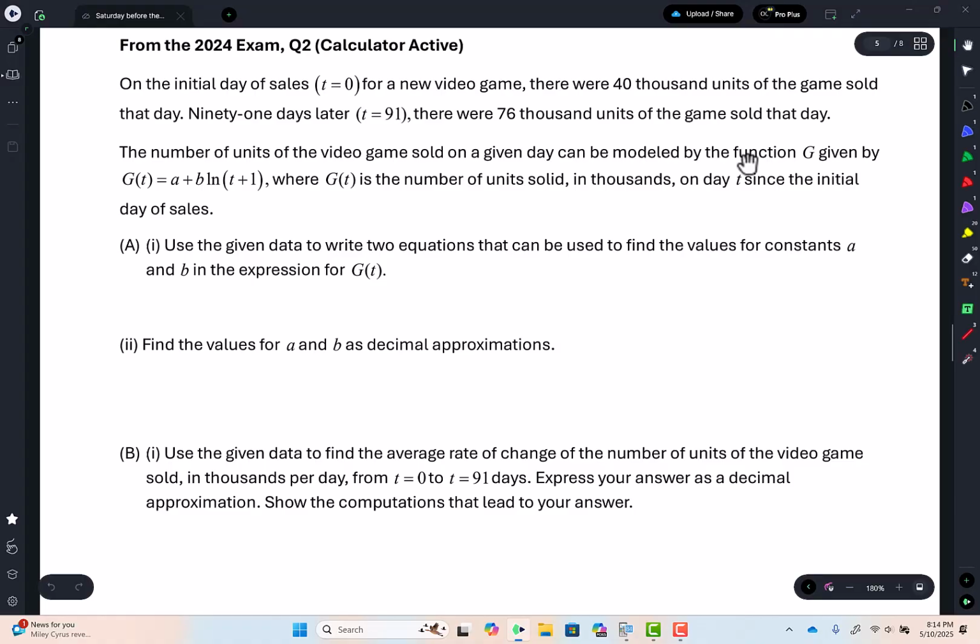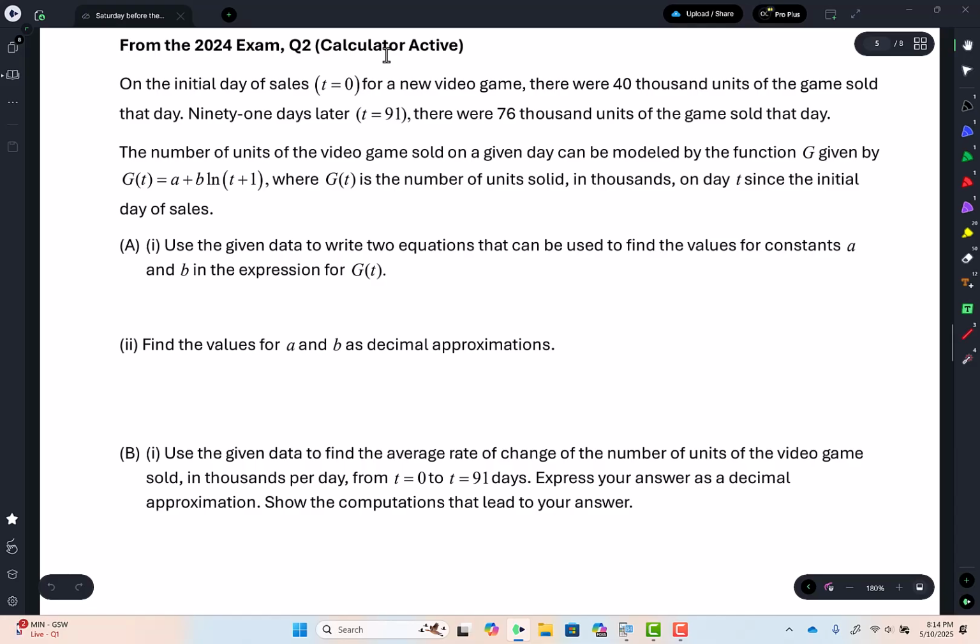So yeah. All right, guys, here we go from the 2024 exam, question 2. This is a pre-cal question. It says, on the initial day of sales, that was t equals 0, for a new video game, there were 40,000 units of the game sold that day. Since they're spelling it out like this, they probably want you to just use the number 40 there. 91 days later, so t equals 91, there were 76,000 units of the game sold that day.